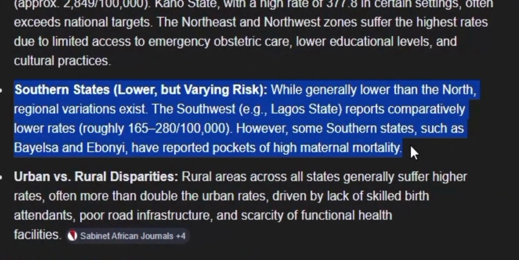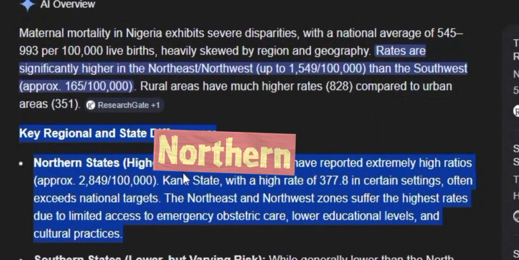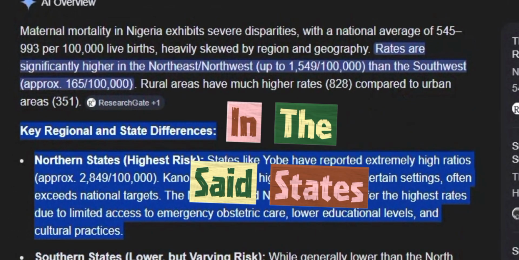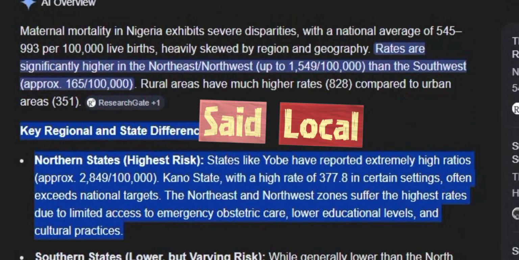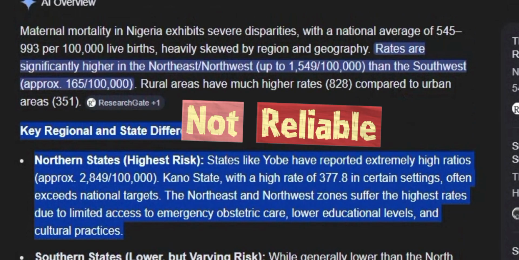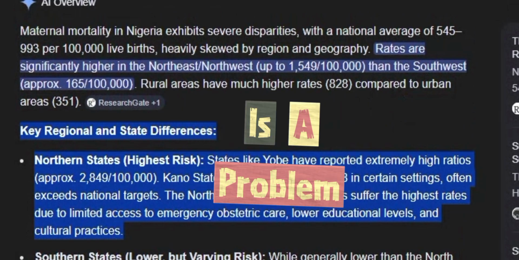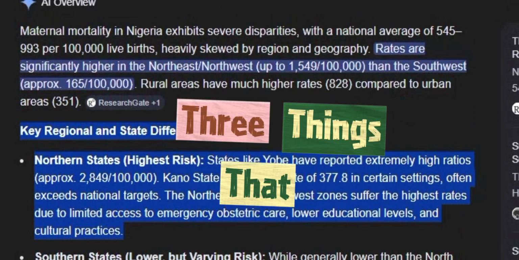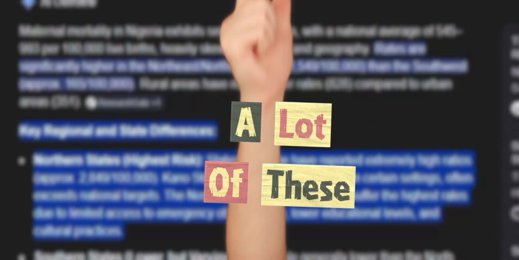In the southern states, for example, the numbers are generally lower than in the northern states, where there are higher risks. A greater disparity is also seen between local governments in the said states and communities within this said local government due to several factors. This is why a national average like this is not reliable enough. They tell us there is a problem, but they don't tell us where, why, or what exactly is going wrong. Three things that, if we know, we can actively prevent a lot of these deaths.